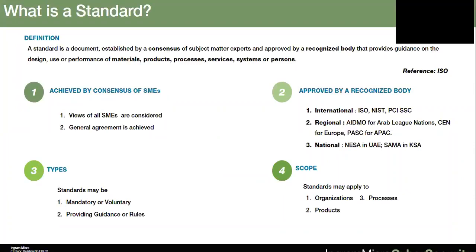So what does a security standard actually mean? There are multiple definitions available today, but the generic definition is that a standard is a document that provides some sort of guidance on design, use, or performance of tangible or intangible entities such as products, processes, people, etc. As you can see, this is a very generic definition, and it's from ISO, which is one of the most popular, trusted standards development organizations in the world.